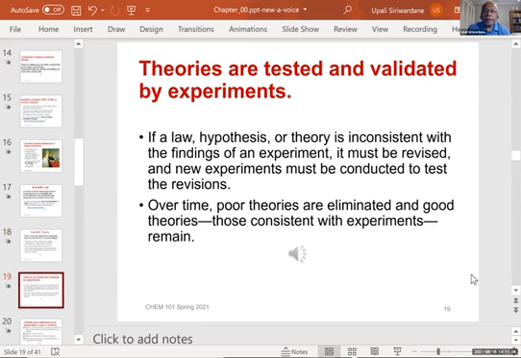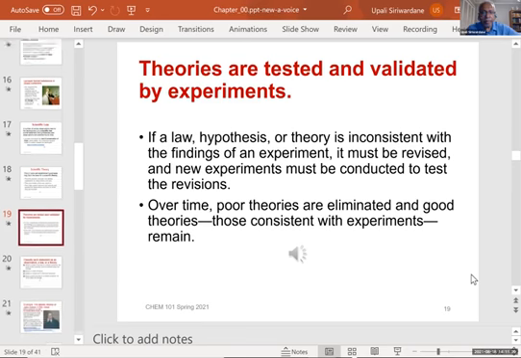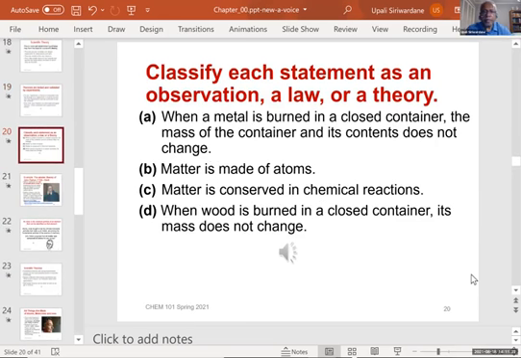Theories are tested and validated by experiment. Over time, poor theories are eliminated and good theories, those consistent with experiments, remain. Classify the statement as an observation, a law, or a theory. What do you think?